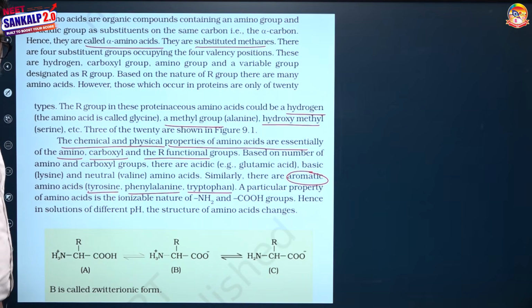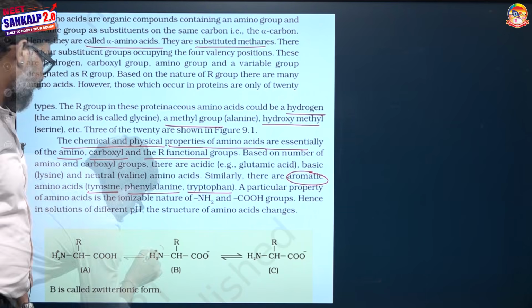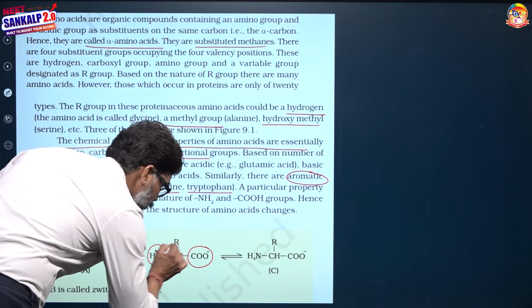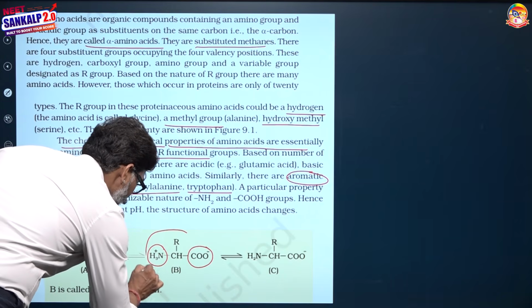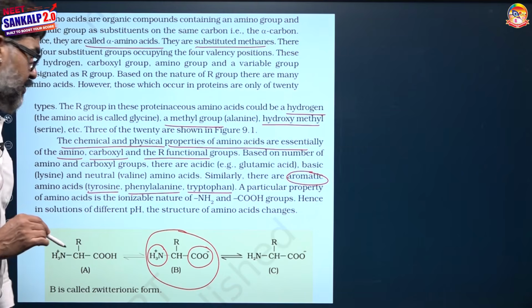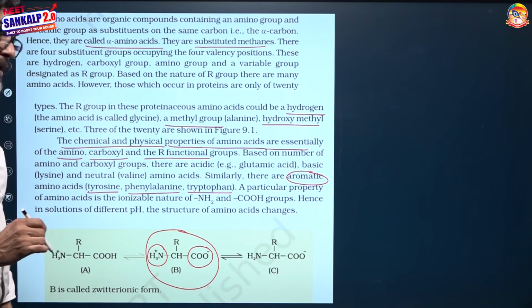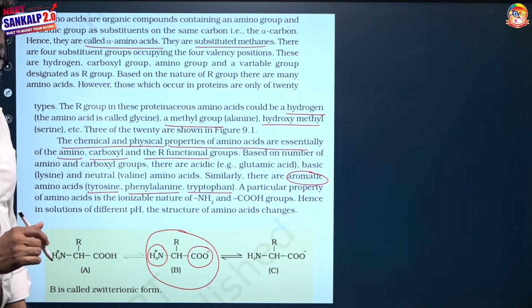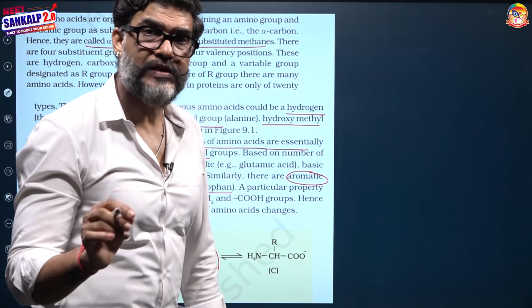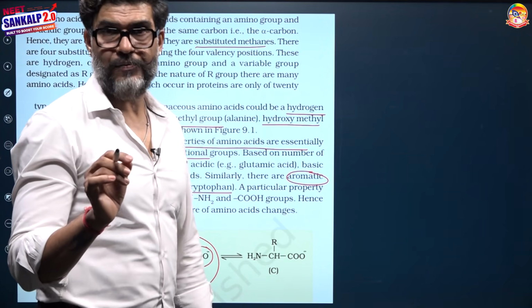NH2 would be ionized as NH3 plus and COOH would be ionized as COO minus. When both the amino group and the carboxylic group are ionized, this state of the amino acid having both positive charge and negative charge is known as zwitterion. At any particular value of pH, the amino acid may exist as a zwitterion.